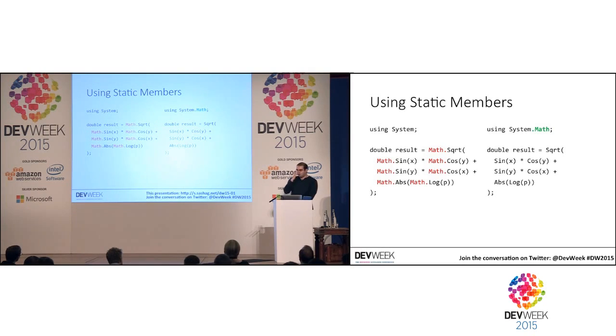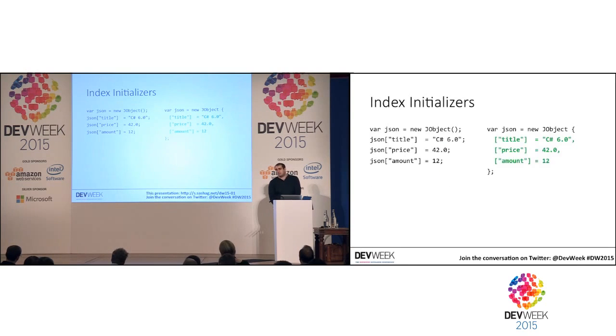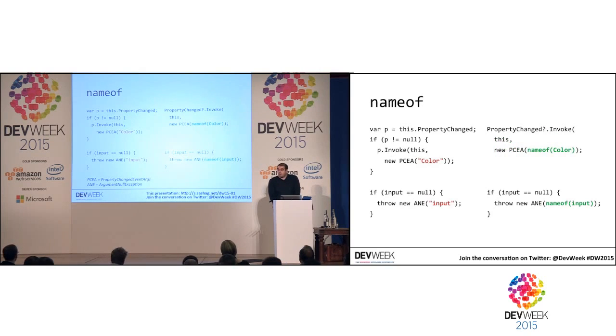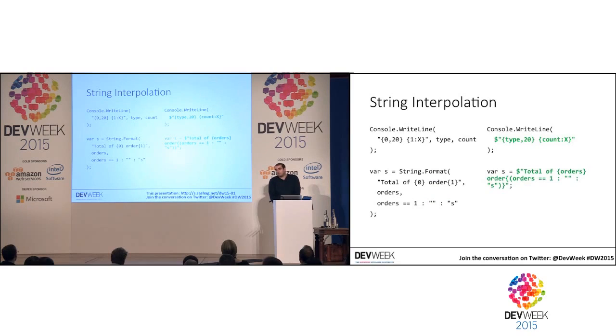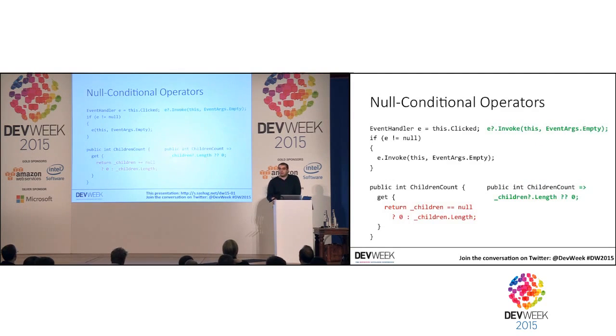So just to give you a quick reminder, we have using static, we have exception filters, we have index initializers, which is meh. We have name off, which I really like. We have string interpolation, which is meh. We have null conditional operators, which, okay, yeah.